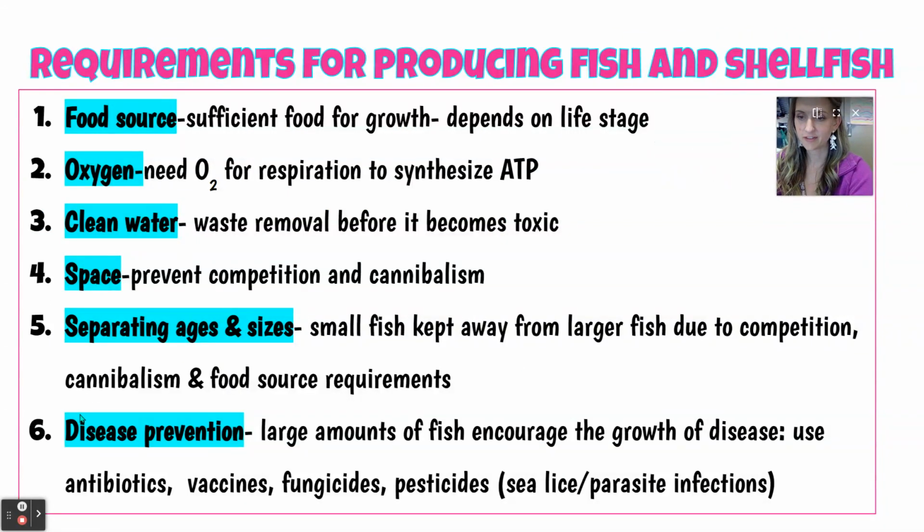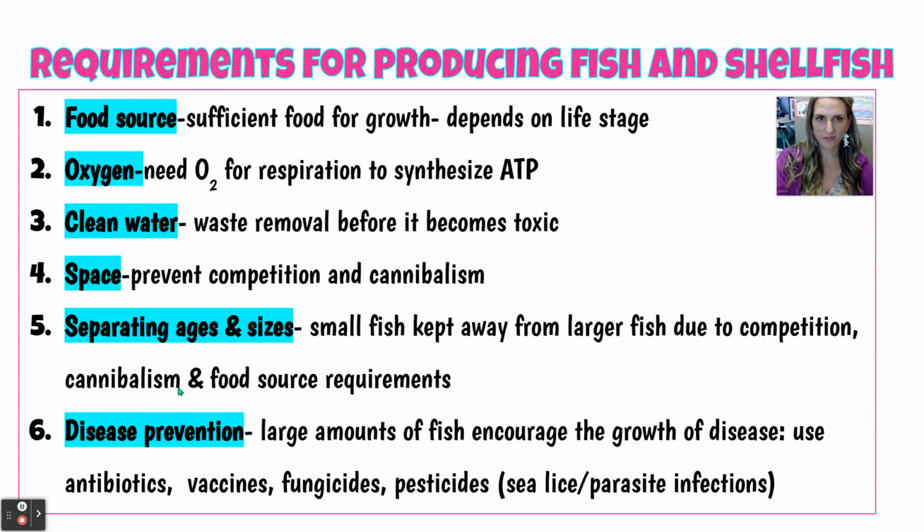Requirements to have successful aquaculture: we need a food source for growth, and that is also dependent on their life stage, similar with fishing practices and the life cycles of marine organisms. Their different life cycles, especially in a complex species, are going to have different food sources and different habitats. They need oxygen for respiration so they can synthesize ATP. Clean water. They need to remove waste before it becomes toxic, or then you can start to have a harmful algal bloom and it'll have a eutrophication. They need space to prevent competition and cannibalism.